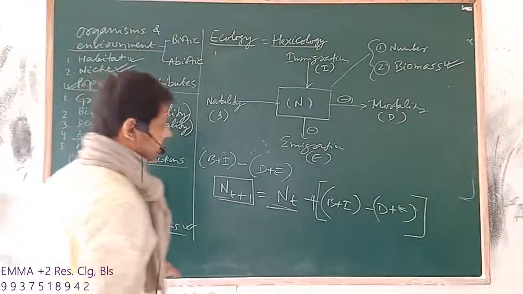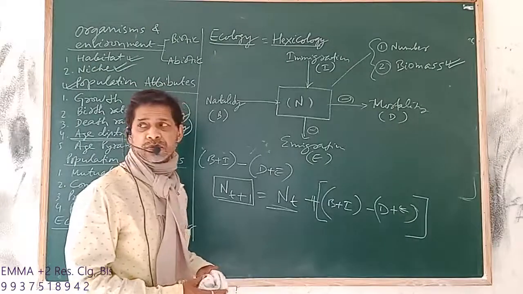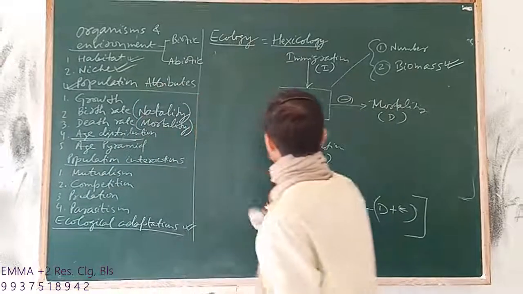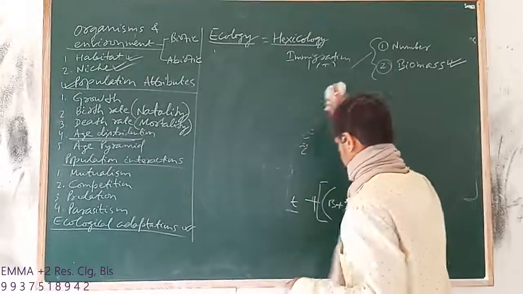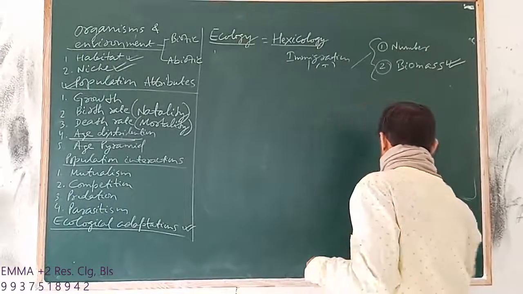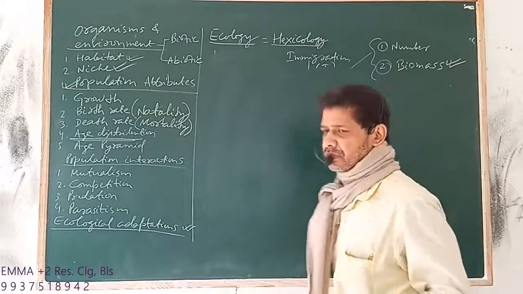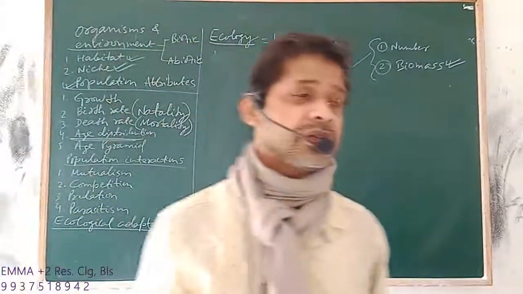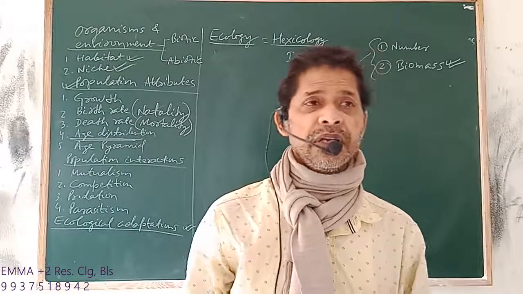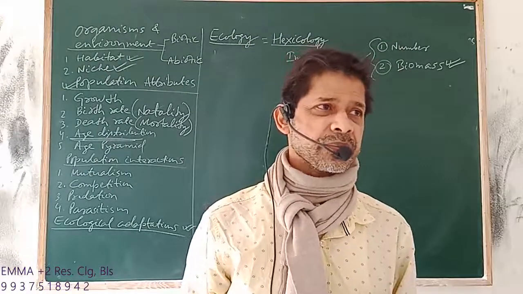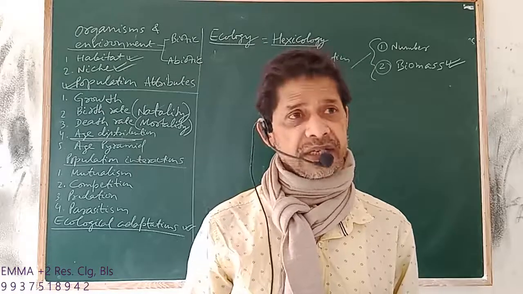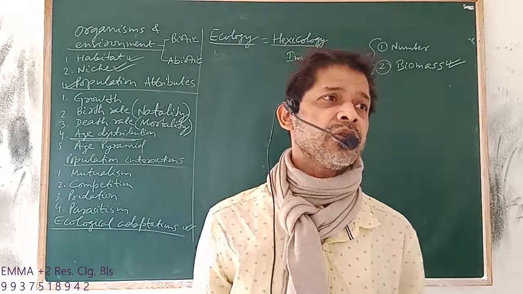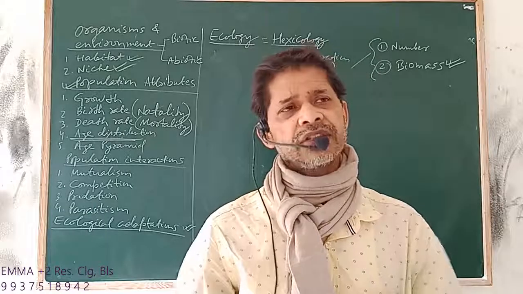Now growth models. How population grow? Population growth depends upon many factors. Population growth depends upon environmental factors. Population growth depends upon the availability of the food material, presence of the predator. Competition is also a factor. If there is no competitor, the organism will grow.